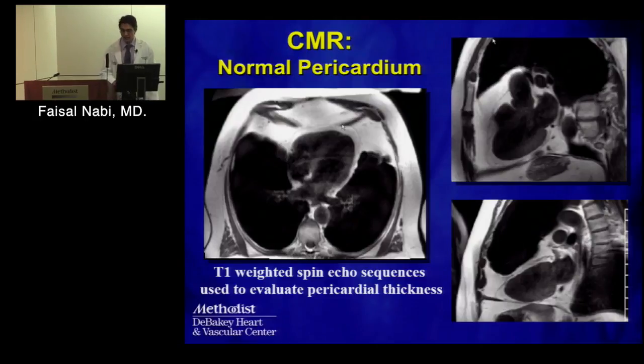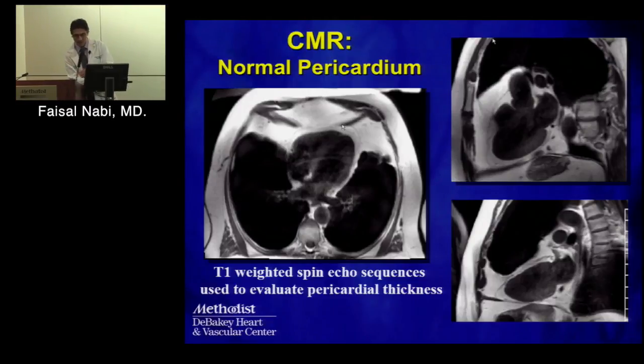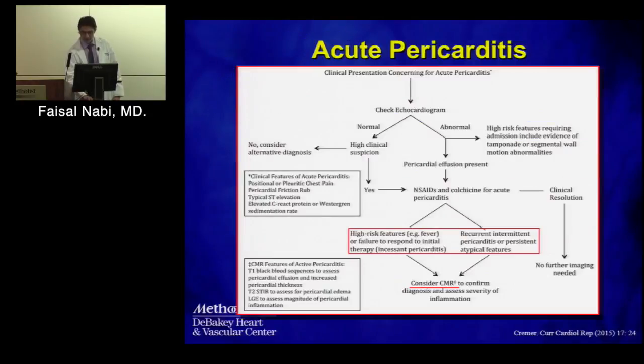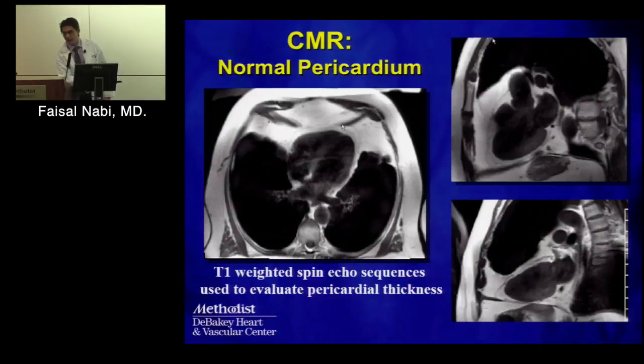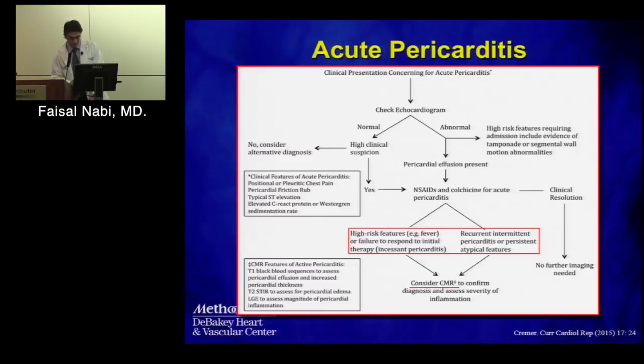It shows the pericardium is thinner than what you would see in the FISP imaging. And here as well, the pericardium generally is less than 2 millimeters. And just like CT, we can image the pericardium from multiple different views and angles to evaluate the full circumference of the pericardium. In future slides, I'll go ahead and show you what abnormal pericardium looks like with CMR.